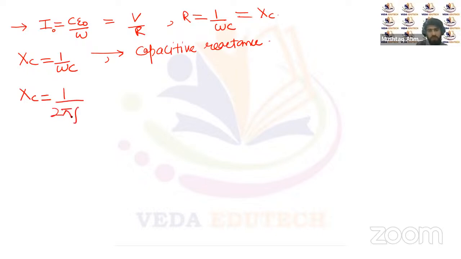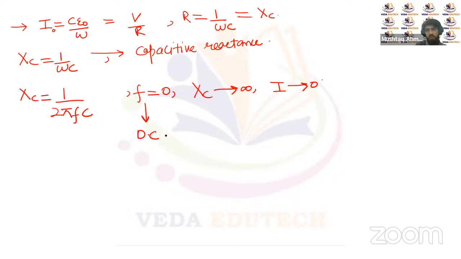Or you can see that if the frequency is 0, then the value of XC tends to infinite, or we can say the value of I tends to 0. The frequency is 0 for DC currents. So it means that the capacitor actually blocks the DC currents. It easily allows the flow of AC currents through it, but the capacitor blocks DC current, right?